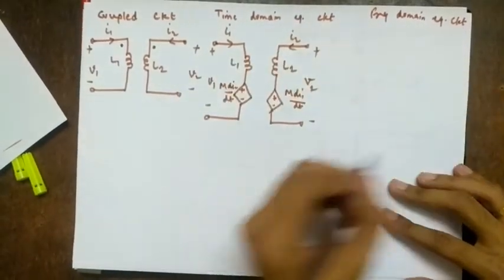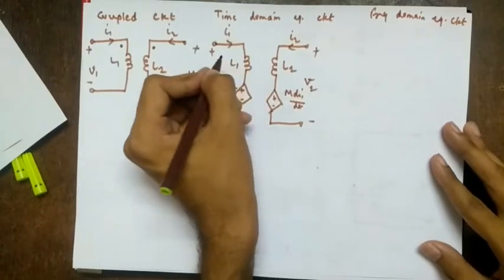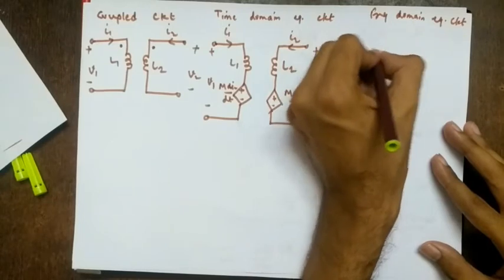So if we go into the frequency domain, what does L1 become? You have already studied this. So this becomes L1 S. So what is S? J omega. You have studied it in Laplace transforms. So S is nothing but j omega.